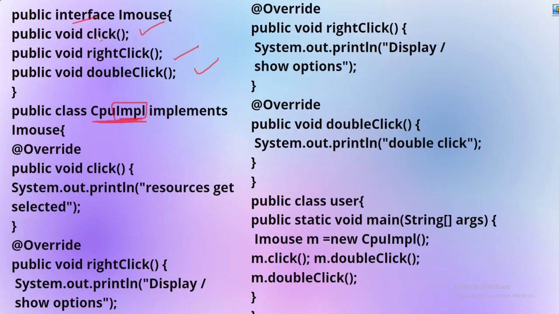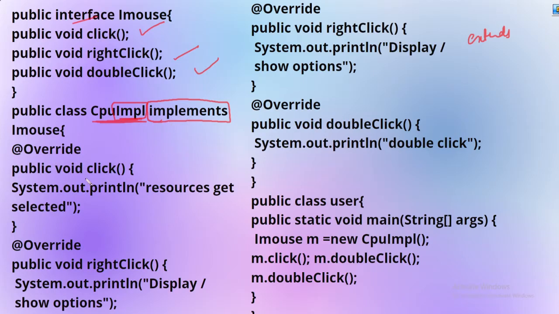And whenever you are implementing any interface in a subclass, always you need to write the keyword called implements. In the way how we write extends for the inheritance case, you need to write implements for the interface case. So we have implemented it.